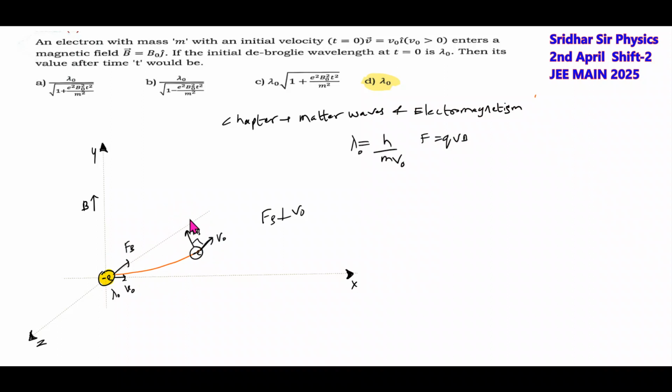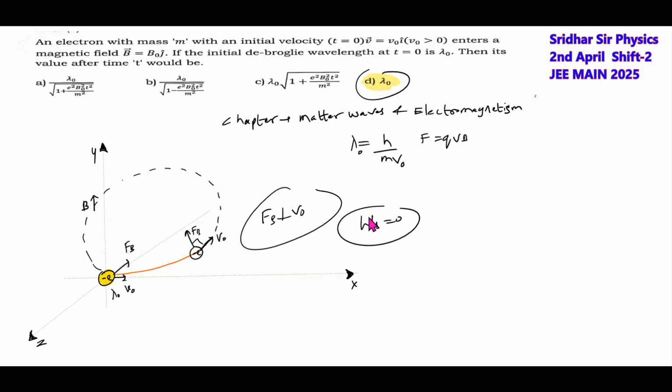It is going to move in a circular path, in an exact plane. So the speed of the particle will not change, and the de Broglie wavelength remains the same. Simple idea: work done by the magnetic field is zero, so no change in kinetic energy. Speed remains the same, and the wavelength will remain the same.